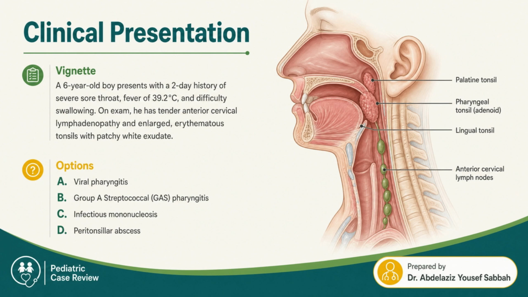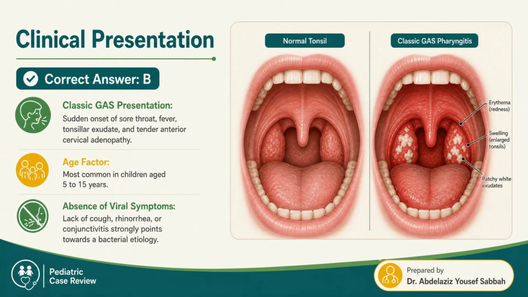Is it A, viral pharyngitis, B, group A streptococcal pharyngitis, C, infectious mononucleosis, or D, peritonsillar abscess? Take a moment to think about the key features here. The correct answer is B, group A streptococcal pharyngitis.